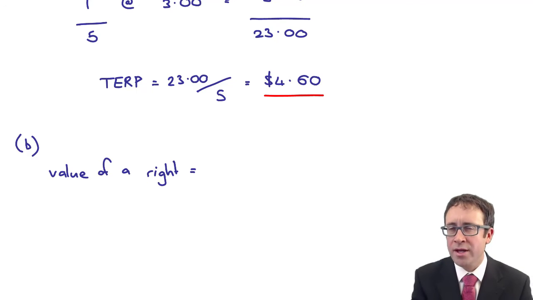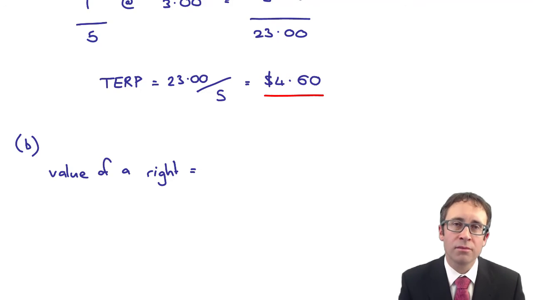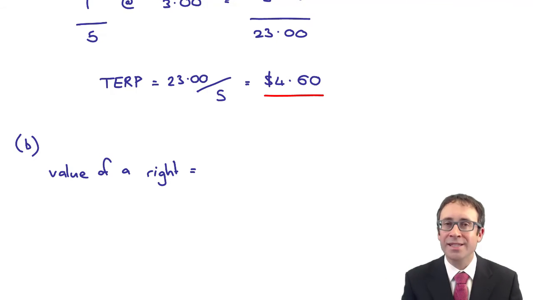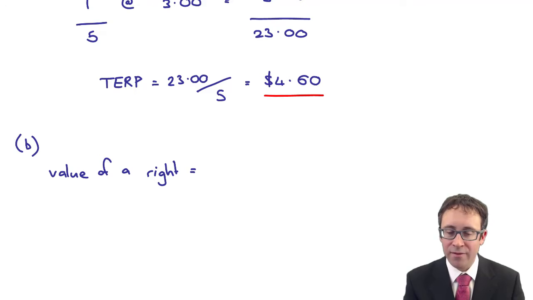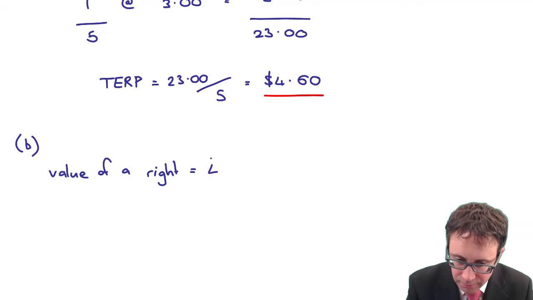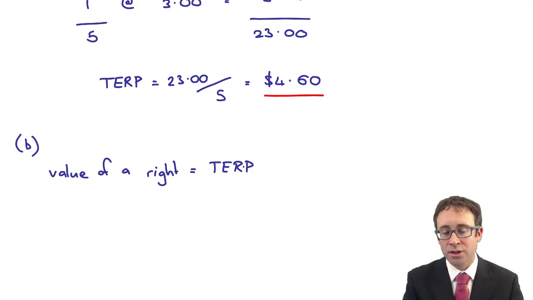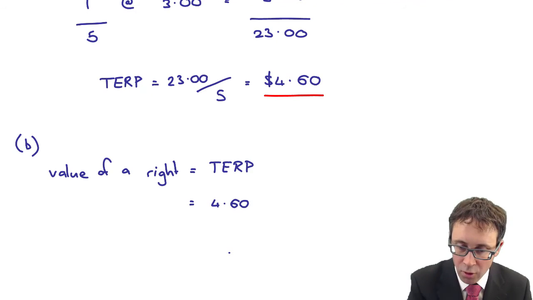I think it's at $3 per share, wasn't it? But maybe we don't have the $3 per share to be able to buy that new share. So what we can do is sell it. But if we sell it, we want to make sure that we are no worse off, that we do not lose out on any wealth. So we lose out on the new share. To work out the value of a right, we take the theoretical ex-rights price of $4.60, which is effectively what we lose out on, isn't it?